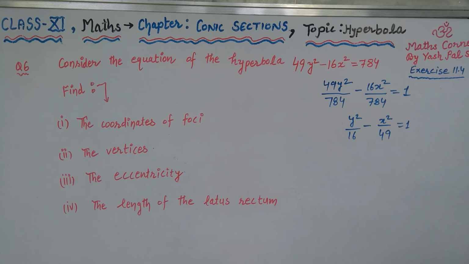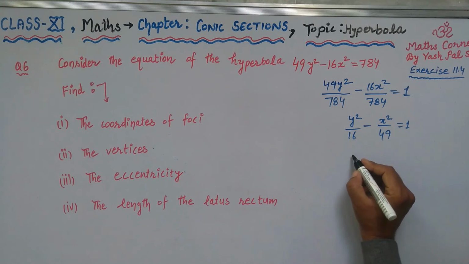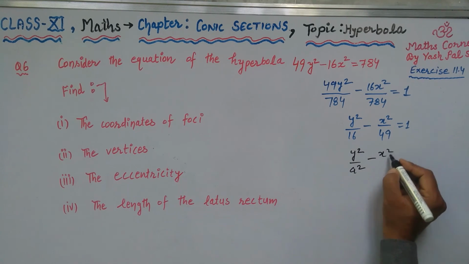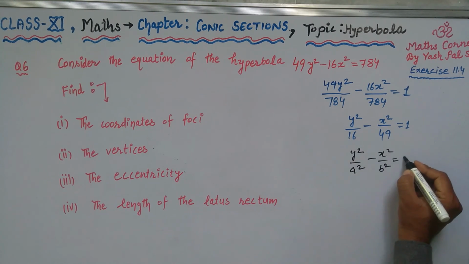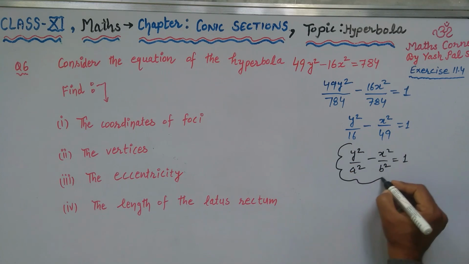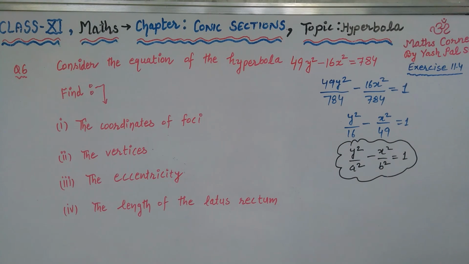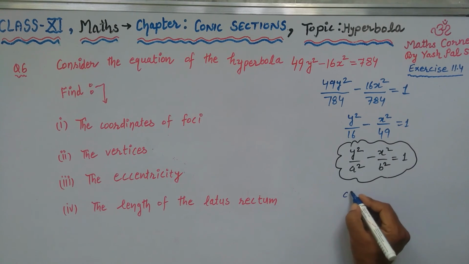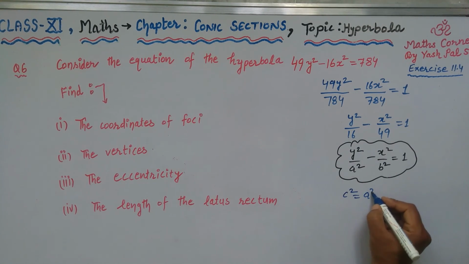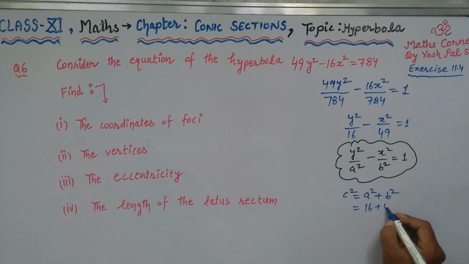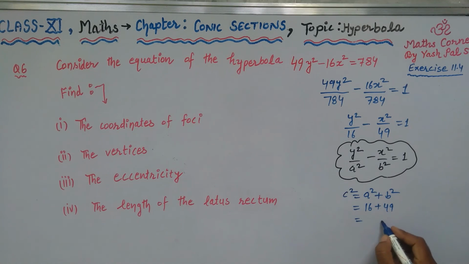Now the right hand side is 1. So we have the standard form of the hyperbola, y square upon a square minus x square upon b square is equal to 1. Right? a square is 16, b square is 49. So from this we can find the value of c square from the relationship c square is equal to a square plus b square. That means 16 plus 49 is equal to 65.